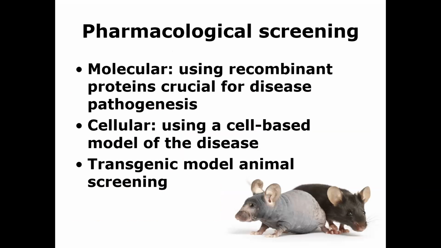It can also be divided on the targets. So it can be molecular, using recombinant proteins that are involved in the disease pathogenesis or etiology. This can be cellular, in a living model, in a cell that was modified to model the disease, or a very rare form of the screening can be done on a transgenic animal model. But that is extremely expensive and is only done in very rare circumstances.